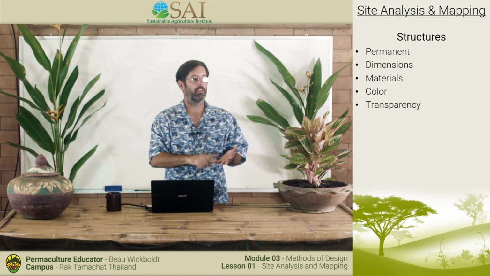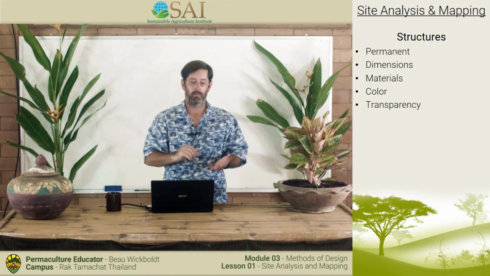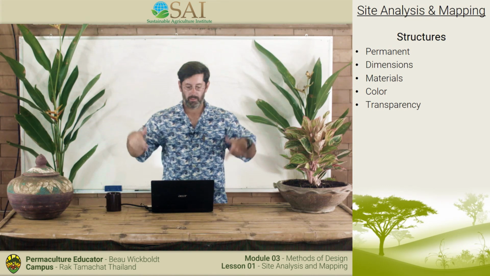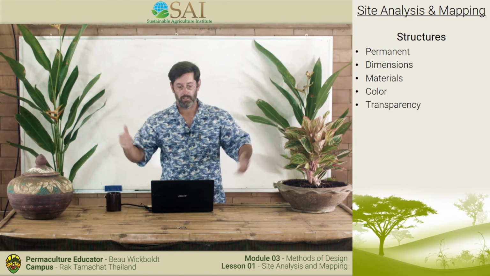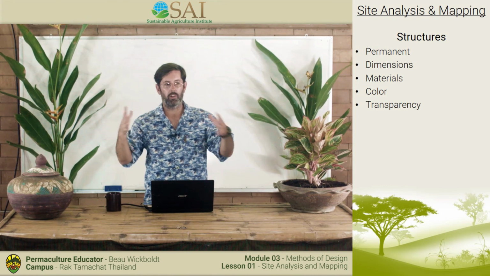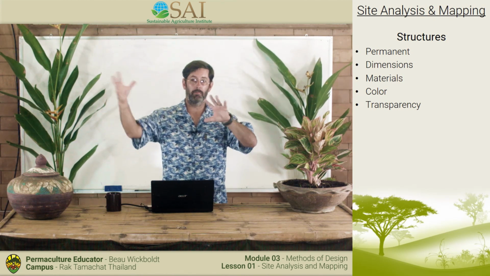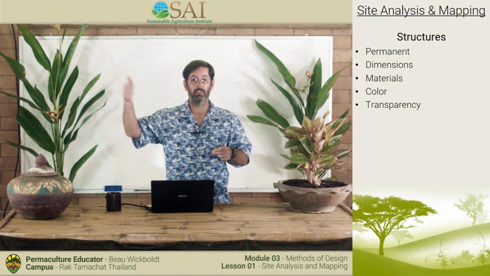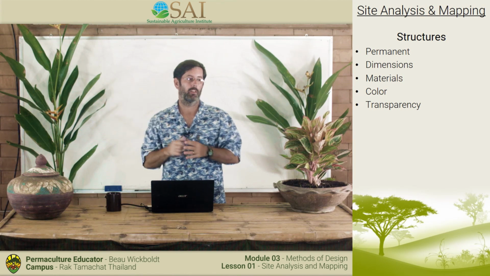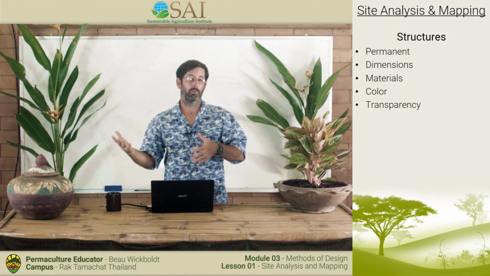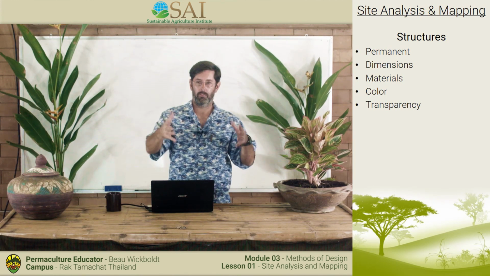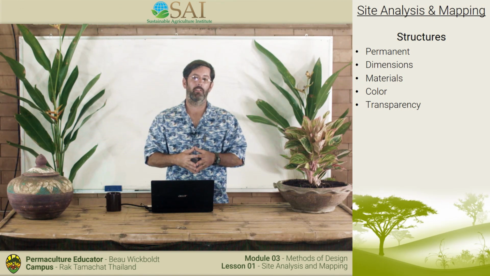Structures. What are permanent structures on your site? What are they used for? What are the dimensions of them? What are their materials made out of? What colors are they? What is the transparency, meaning natural sunlight? How much sunlight comes into them? Would you like to increase the sunlight, decrease the sunlight? Would you like to make them more sustainable or more thermal mass, right? How can I imagine reusing them in a different way?